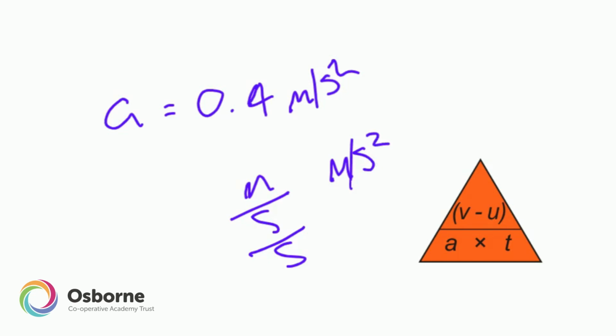So on a final note, acceleration is always measured in meters per second squared. If it's a deceleration, i.e. something is slowing down, then it will be a minus number. When it's a positive acceleration, it will be a positive number.